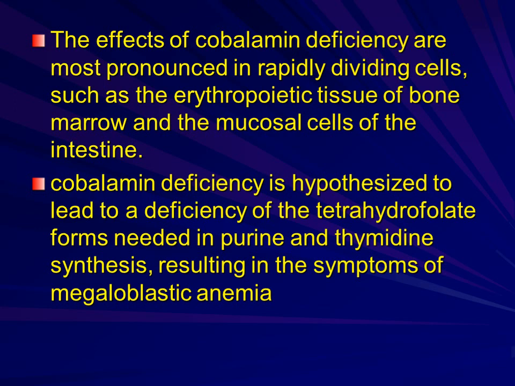إذن الإفكت of vitamin B12 deficiency يكون واضح أكثر في rapidly dividing cell، يأثر أكثر شيء على rapidly dividing cell مثل أن erythropoietic tissue of bone marrow والmucosal cell of the intestine. الcobalamin deficiency أيضا يسبب لنا deficiency بالformation of the active form of the folic acid اللي هو التتراهيدروفوليت. يعني إذا صار عندنا deficiency بالفيتامين B12 أيضا راح يصير عندنا deficiency بالactive form of folic acid اللي هو التتراهيدروفوليت.